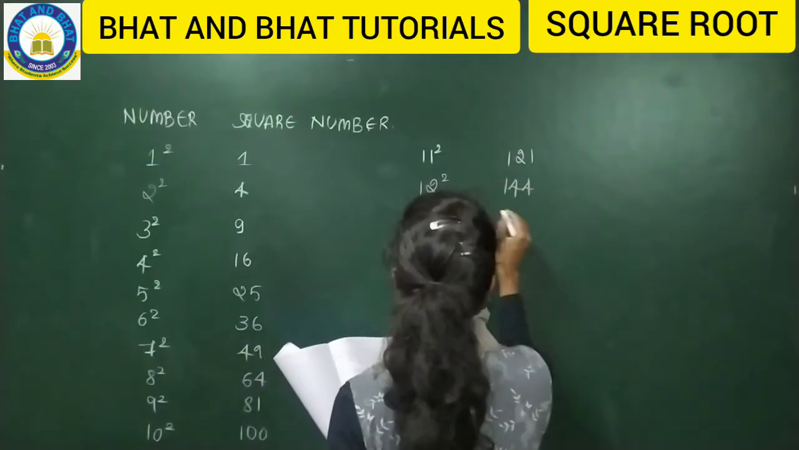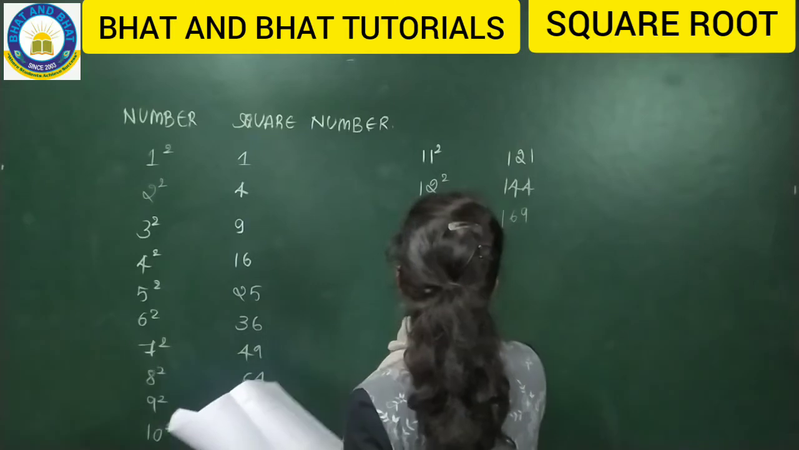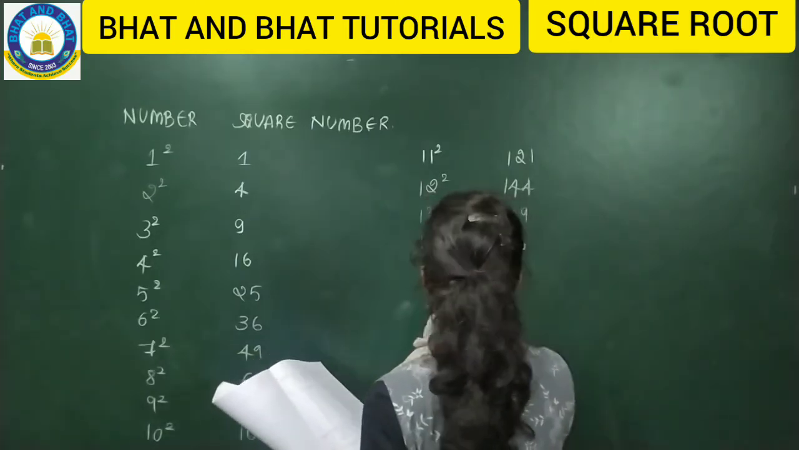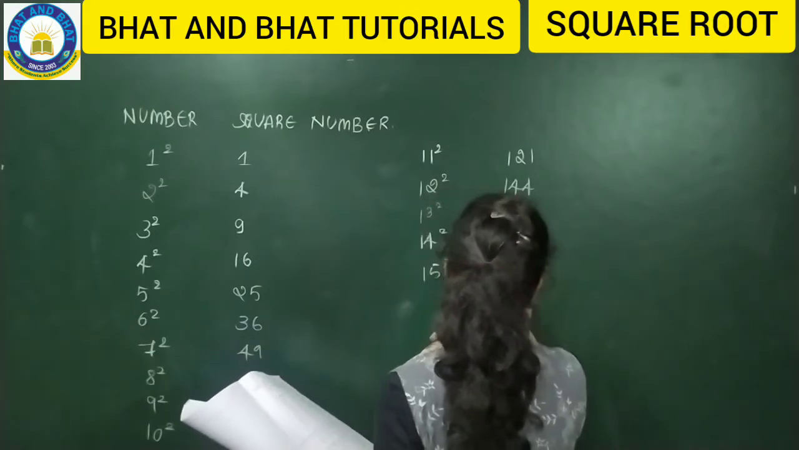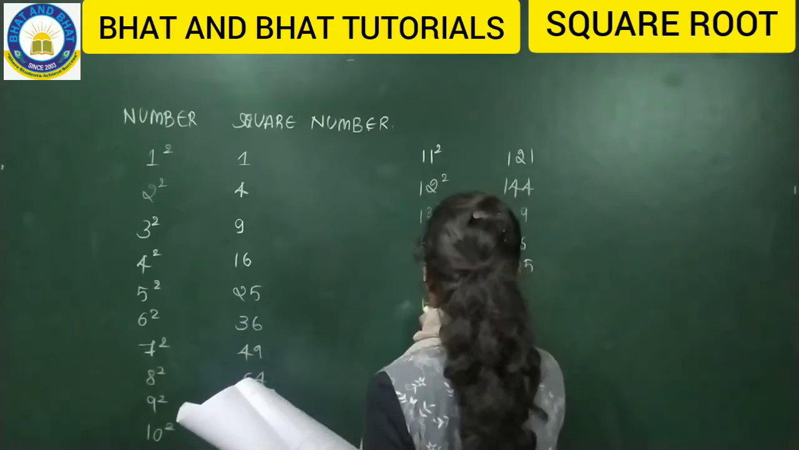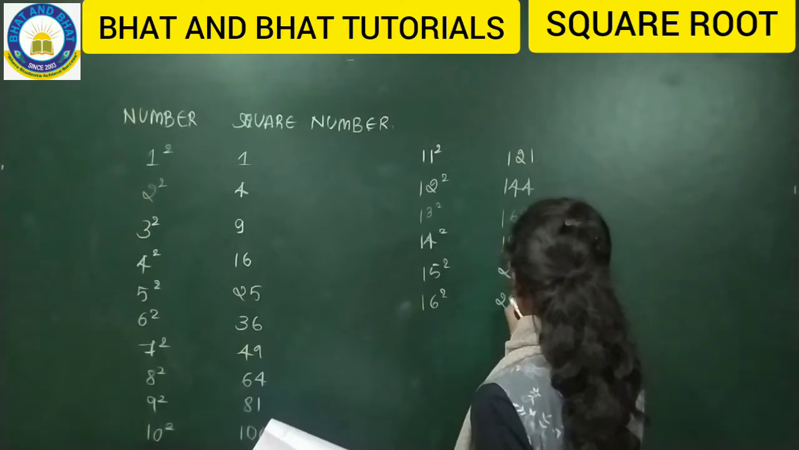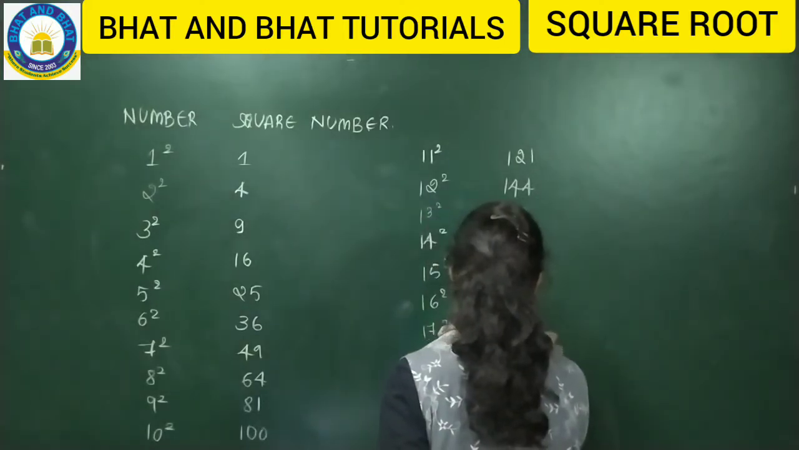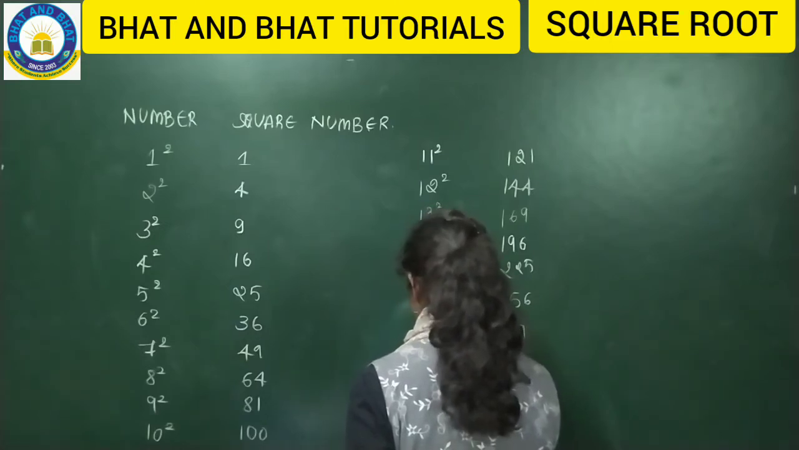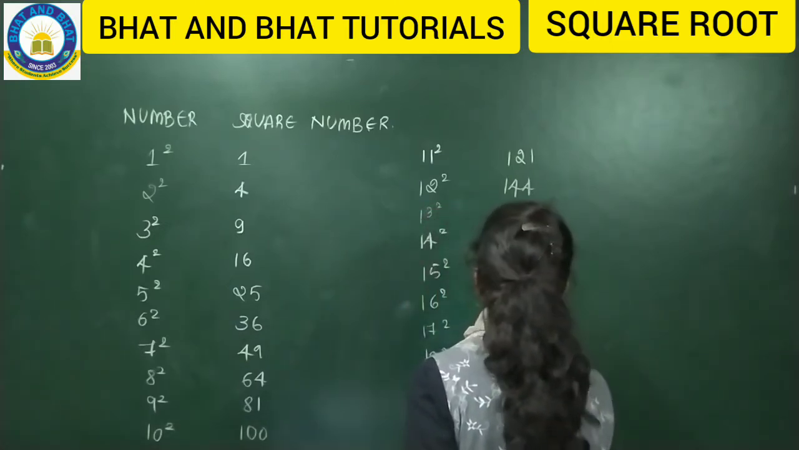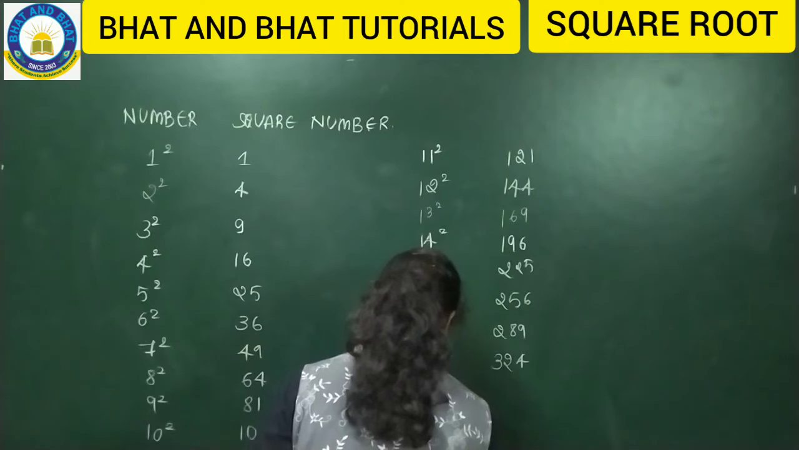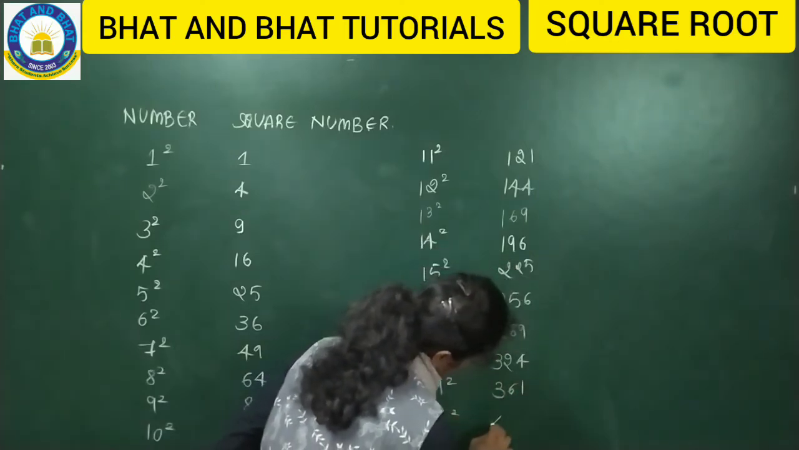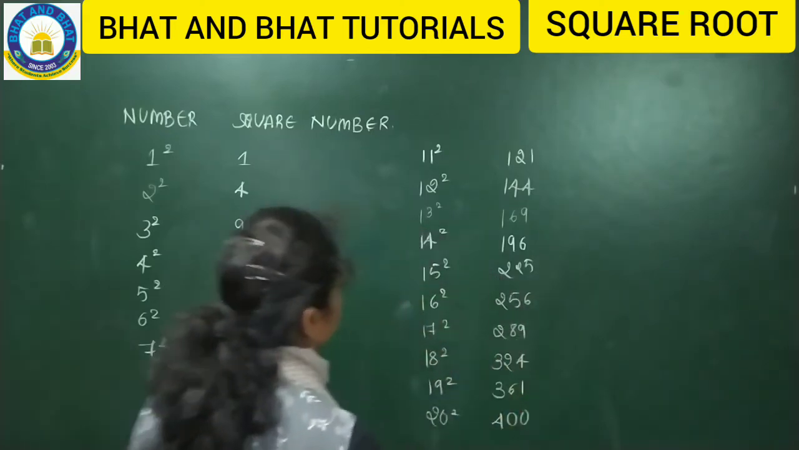13 square is equal to 169. 14 square is equal to 196. 15 square is equal to 225. 16 square is equal to 256. 17 square is equal to 289. 18 square is equal to 324. 19 square is equal to 361. 20 square is equal to 400.